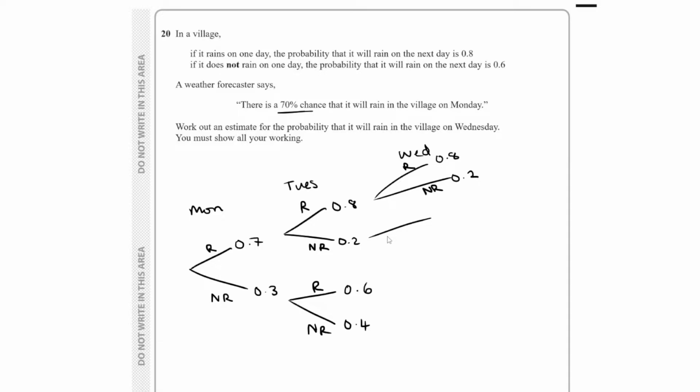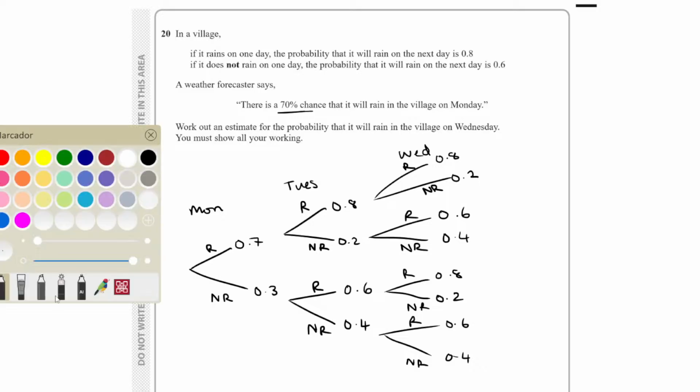Then here, if it didn't rain the day before, then it's the 0.6 and the 0.4. And then 2 more. If it did rain on Tuesday, same again. 0.8, 0.2. And finally, if it didn't rain on Tuesday, it's 0.6, 0.4. So you've got this whole tree.